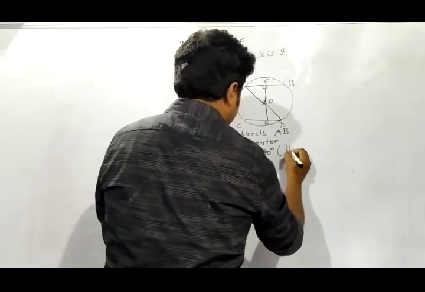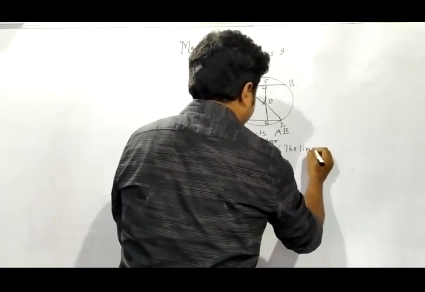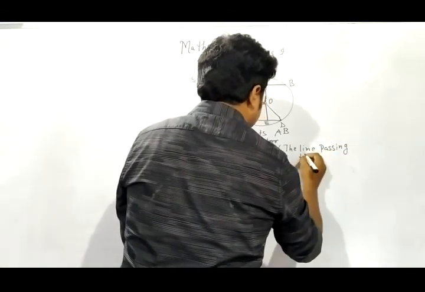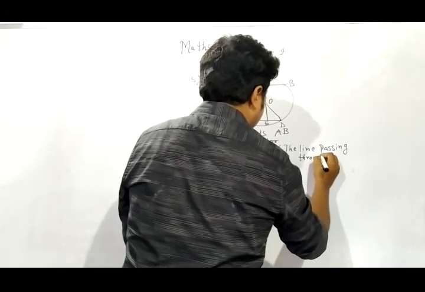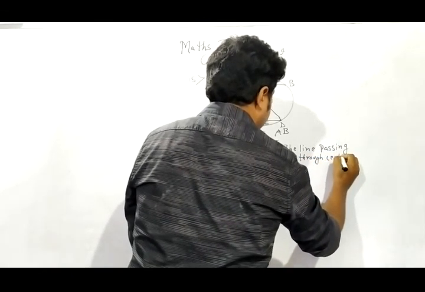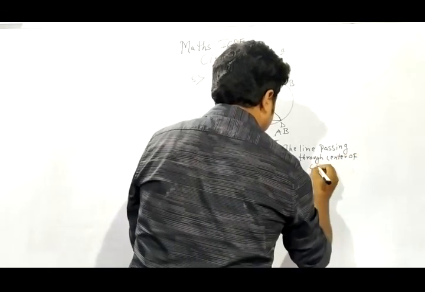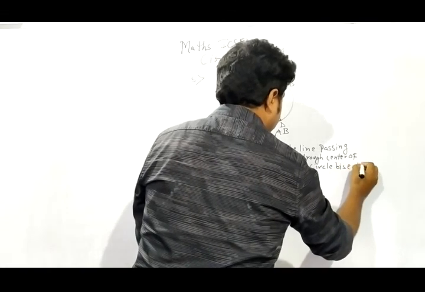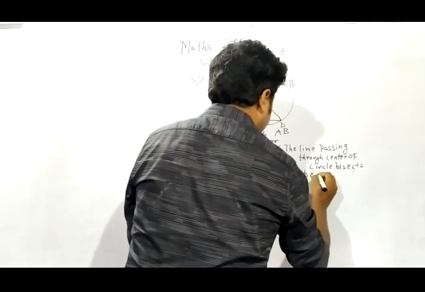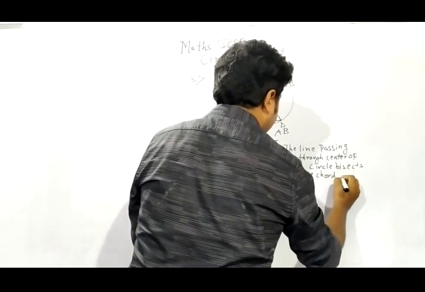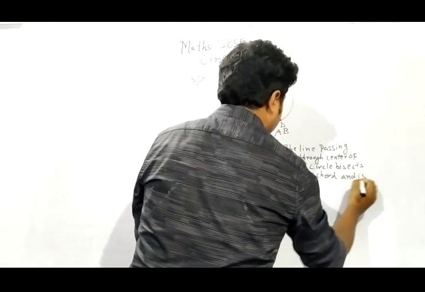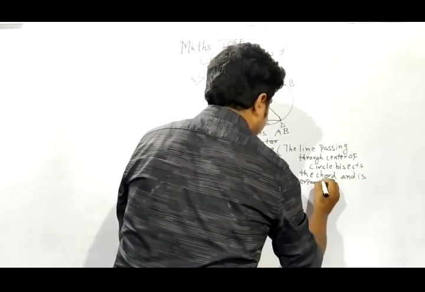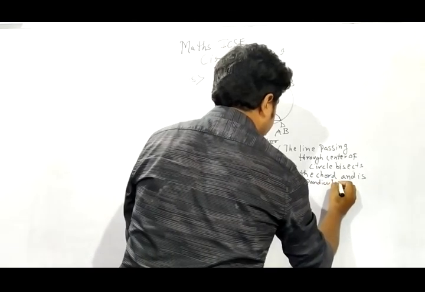This is one by theorem: the line passing through the center of the circle bisects the chord and is perpendicular to the chord.